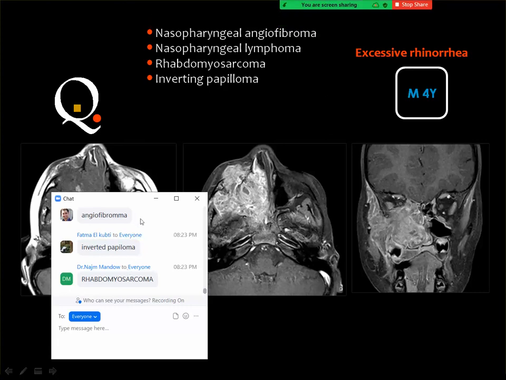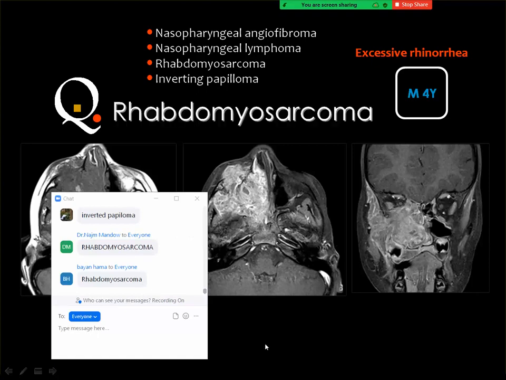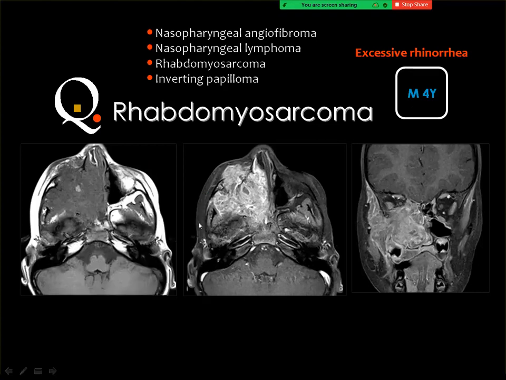The answers included angiofibroma, inverted papilloma, and rhabdomyosarcoma. The answer is rhabdomyosarcoma because this is not an angiofibroma: it is not a typical appearance, not a typical age, not a typical extension of the tumor, and not even the vascularity. But you know that rhabdomyosarcoma is one of the pediatric tumors, where 70% of the tumors occur before the age of 12 years, and it is an invasive tumor with heterogeneous enhancement.